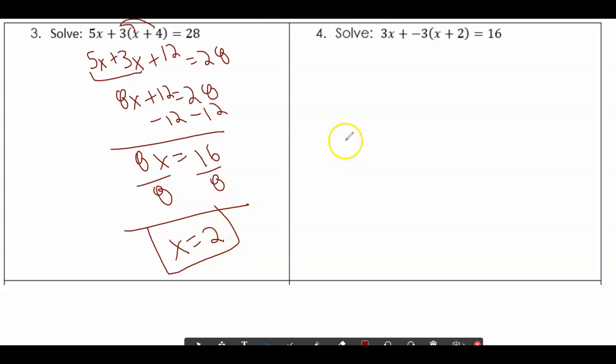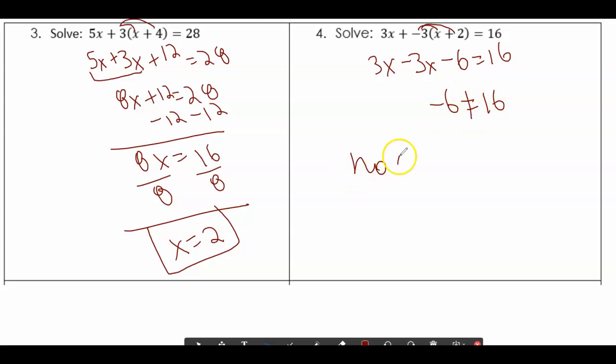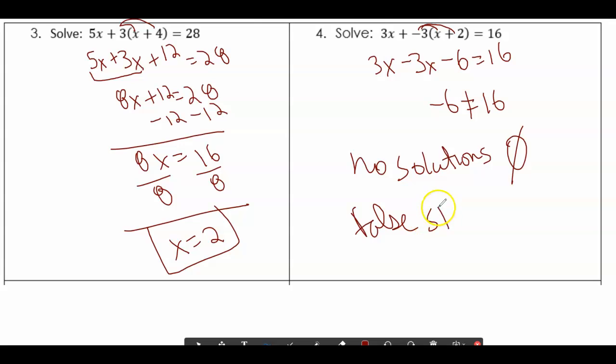16 divided by 8 is 2. I want to distribute. So I get negative 6 equals 16. That's not true, so there's no solutions. I had a false statement.